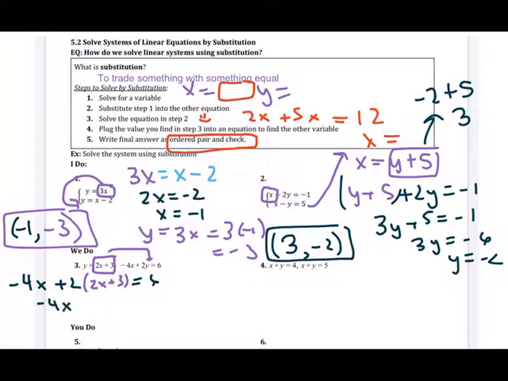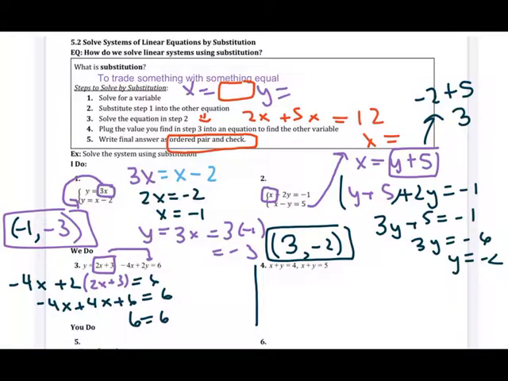And then I'm going to distribute, so that's going to give me 4x plus 6. I'm going to combine like terms. That's going to give me 0, so I'm left with 6 equals 6. And remember, just like in Unit 1, anytime all the variables go away, first check your work. Make sure your work is correct. This looks correct. I substituted in correctly. I distributed correctly. I combined like terms, and I'm here.